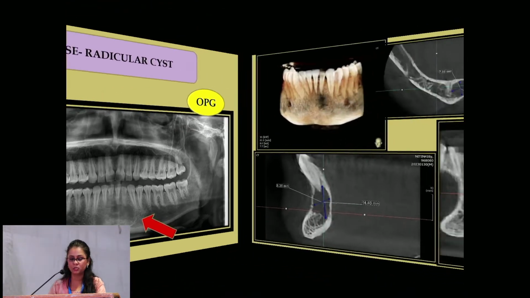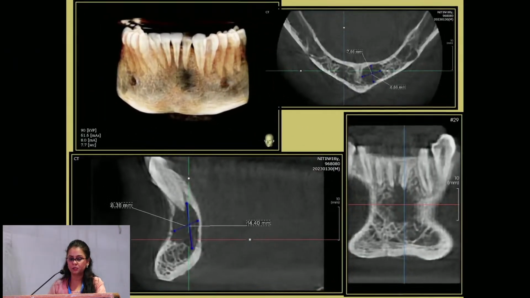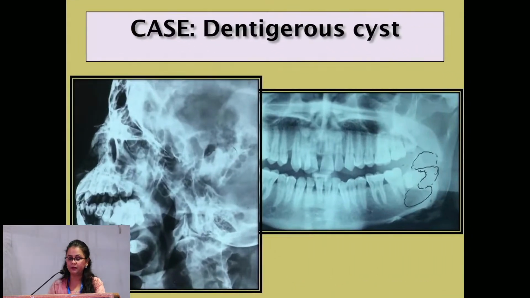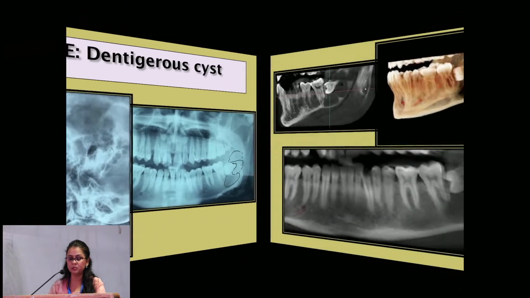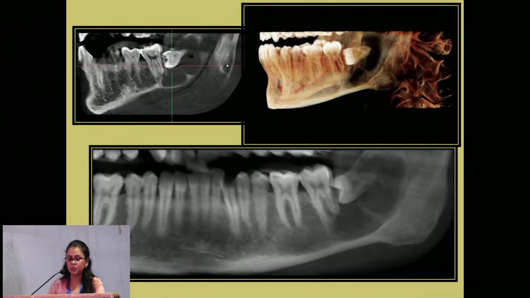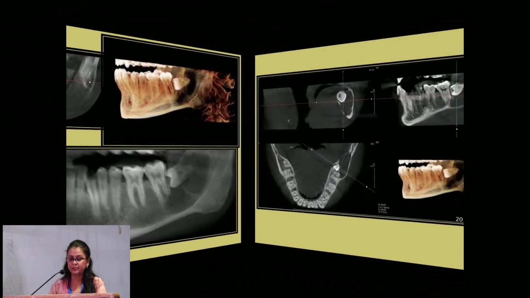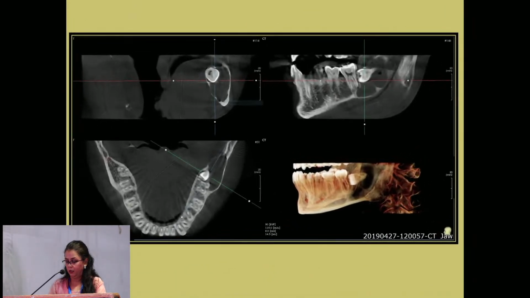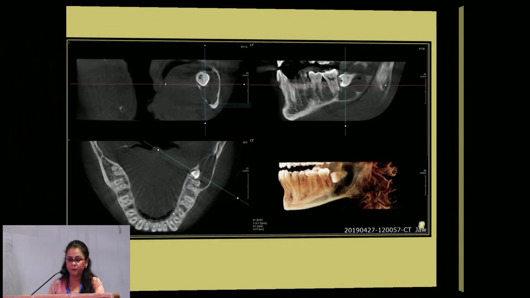A radicular cyst on OPG, and a dentigerous cyst giving a varied appearance. See the multilocular appearance of the lesion, the septa that is seen here, and it is beautifully seen on CBCT also, a multilocular appearance.